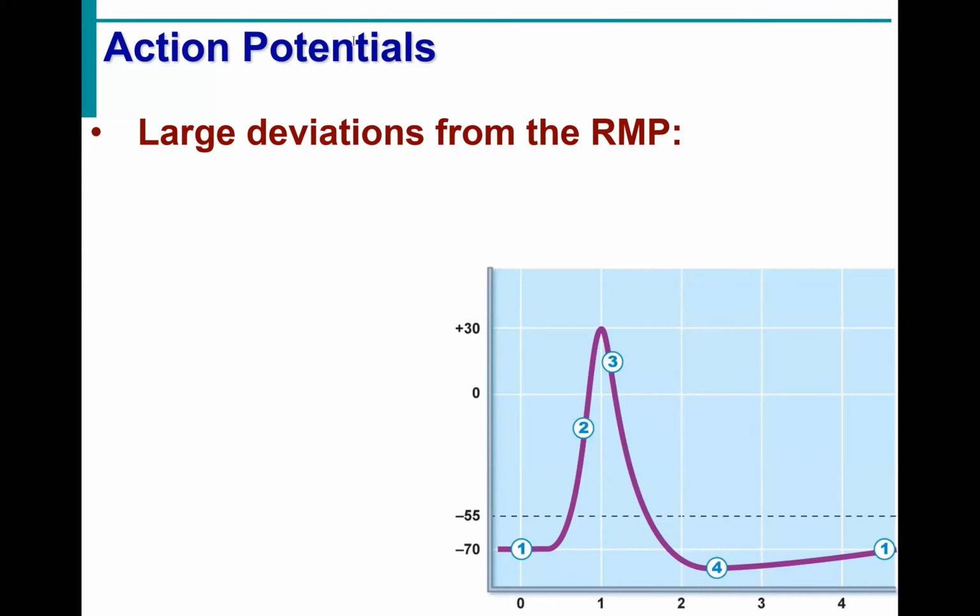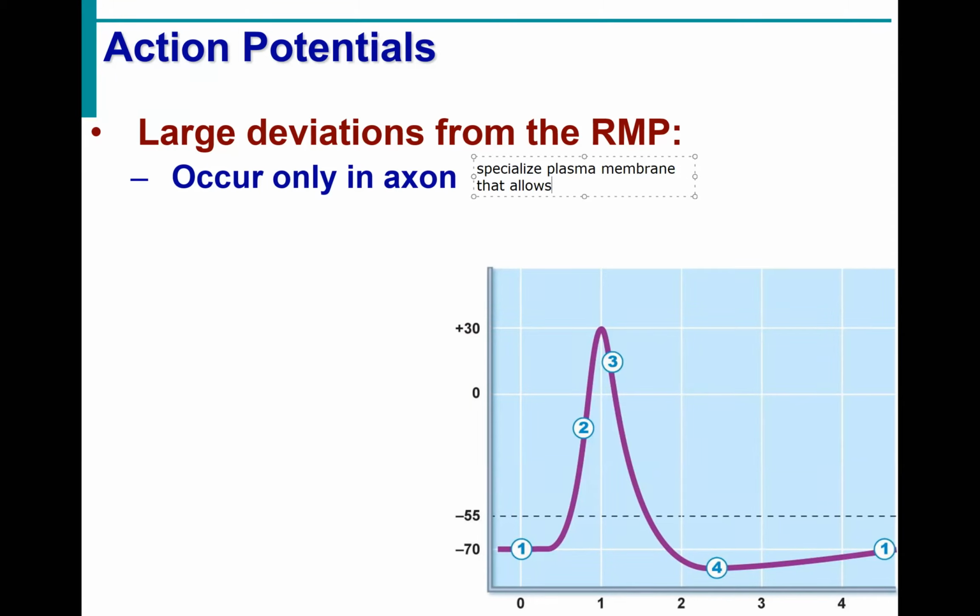So let's talk about the action potential. As we were hinting at, action potentials are large deviations from the resting membrane potential, and they only occur on the axon. Remember, we said the axon has a specialized plasma membrane that allows it to produce and spread, or again, the fancy word, propagate an action potential.